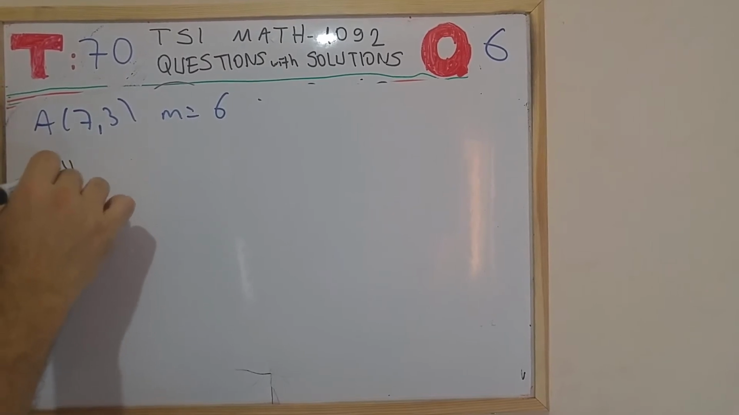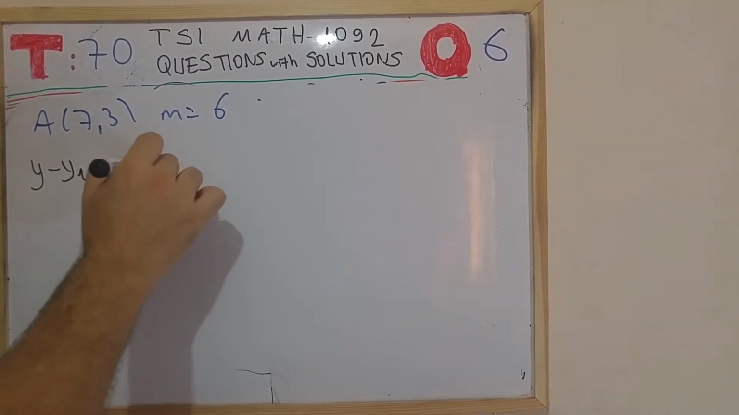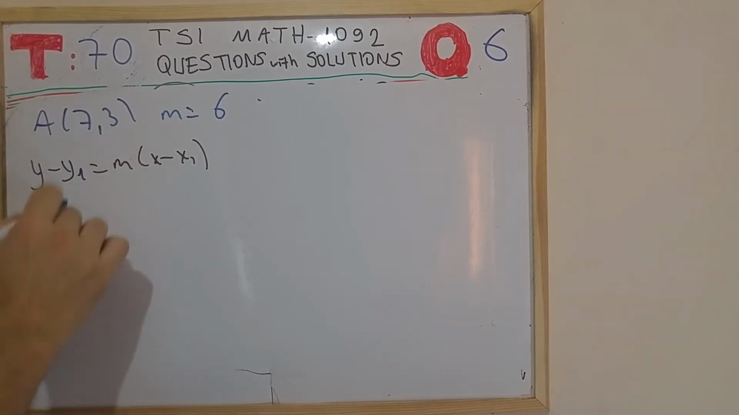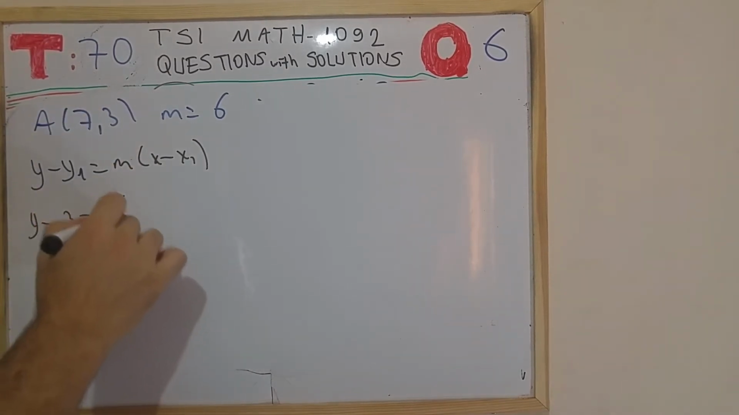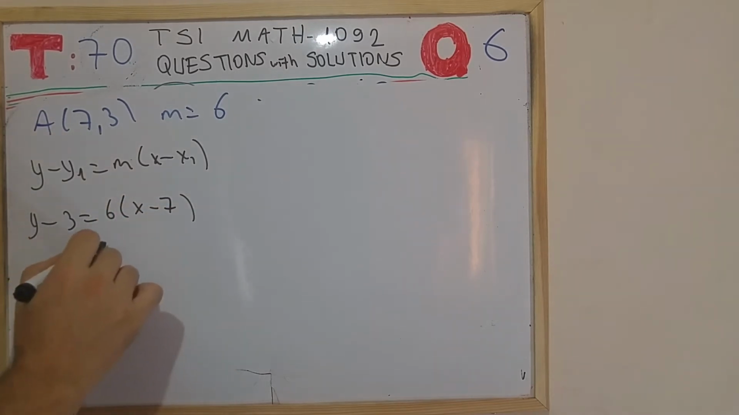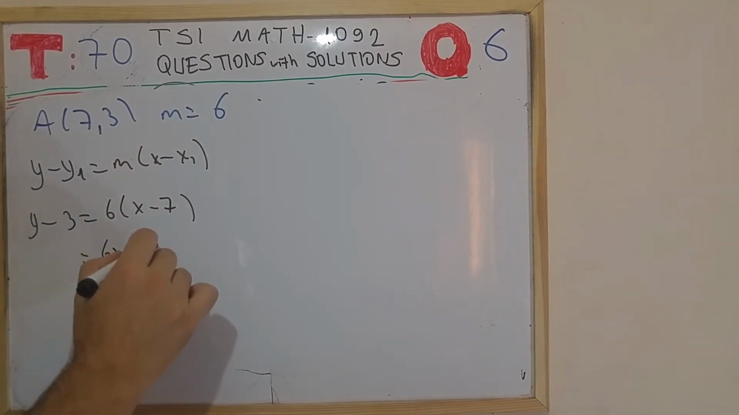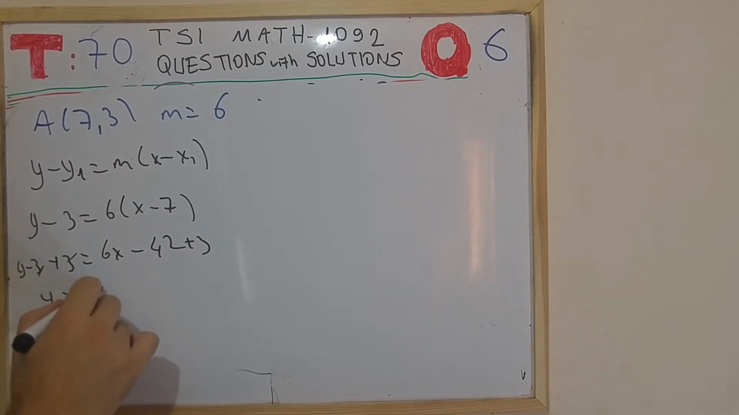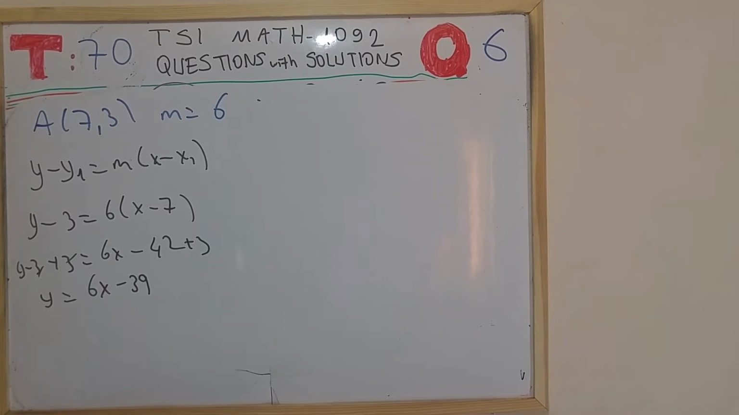y minus y1 is equal to m times x minus x1, and y minus 3 is equal to 6 times x minus 7. So this is equal to 6x minus 42. When I add 3 to each side, y is equal to 6x minus 39.